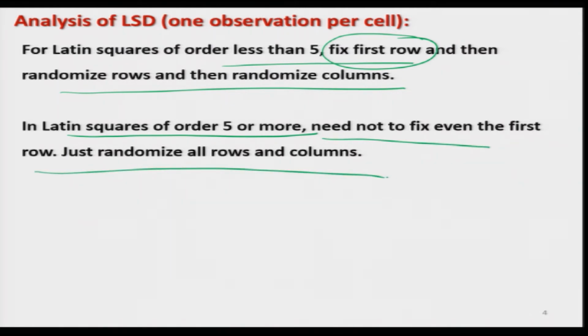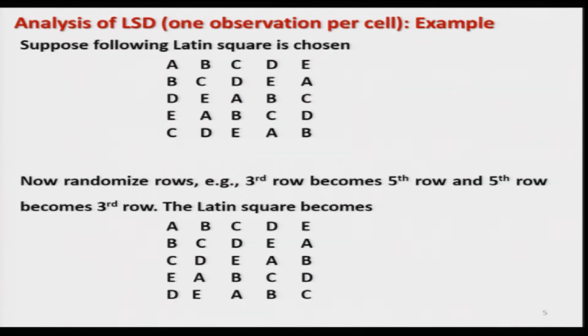If you try to understand the basic philosophy, it is that you simply want to interchange rows and columns in such a way that you do not know which Latin square you are going to get, based on which you are going to conduct the experiment. And surely the Latin square you get is going to be one among the total possible choices. Right. So, now let me take this example.